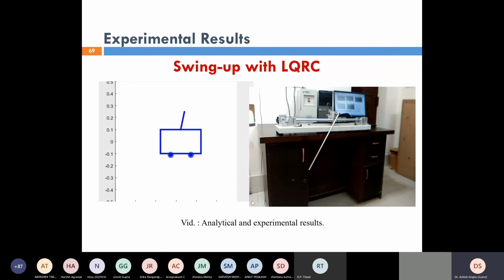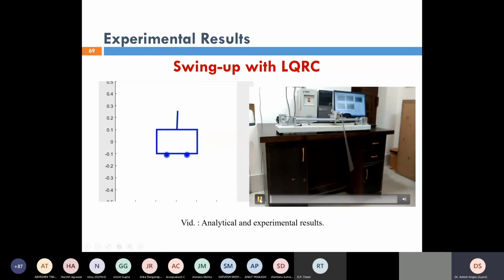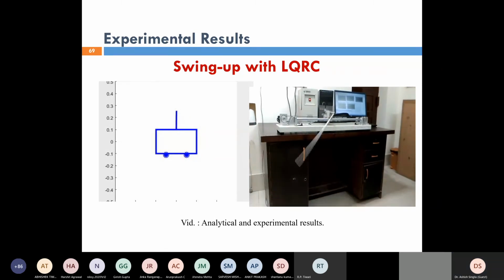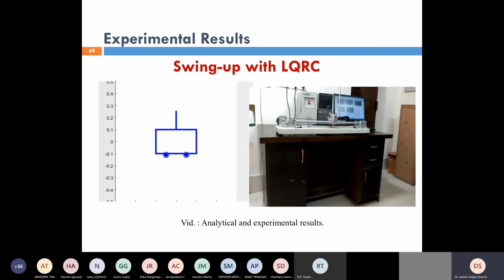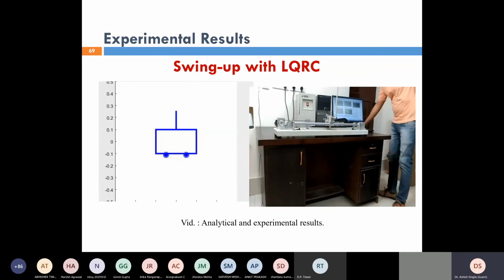So this is the simulation result, and we have this as the experimental. Here you can see there is no jerkiness. It's a much smoother response.